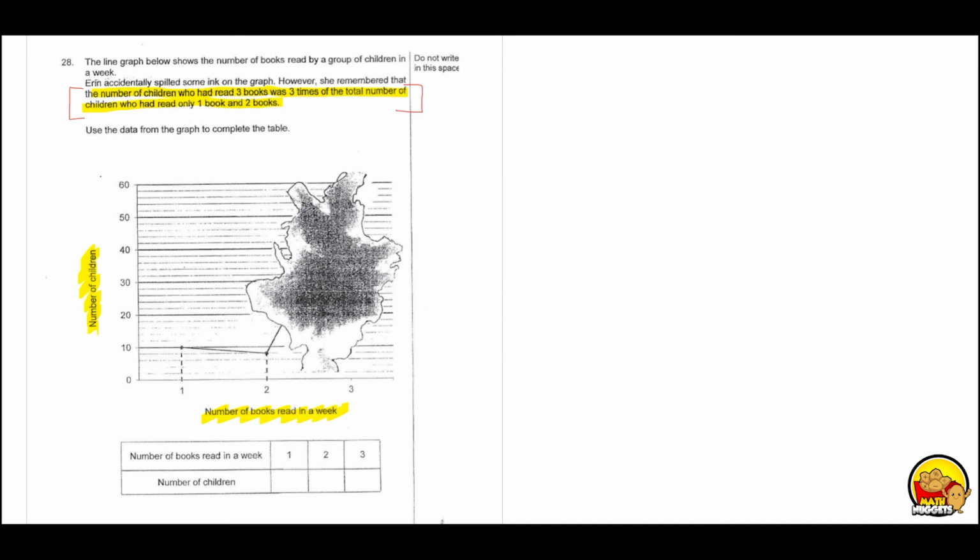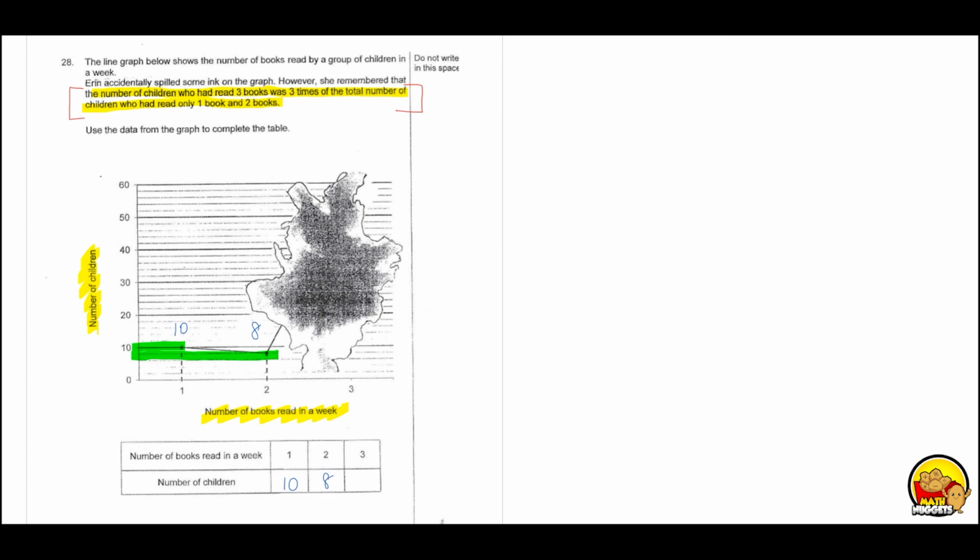Okay, so let's see. Those who read 1 book, 10. Those who read 2 books would be 8. Let's fill up the table. Number of children that read 1 book, 10. Number of children that read 2 books, 8. How do we fill up the number of children for 3 books?